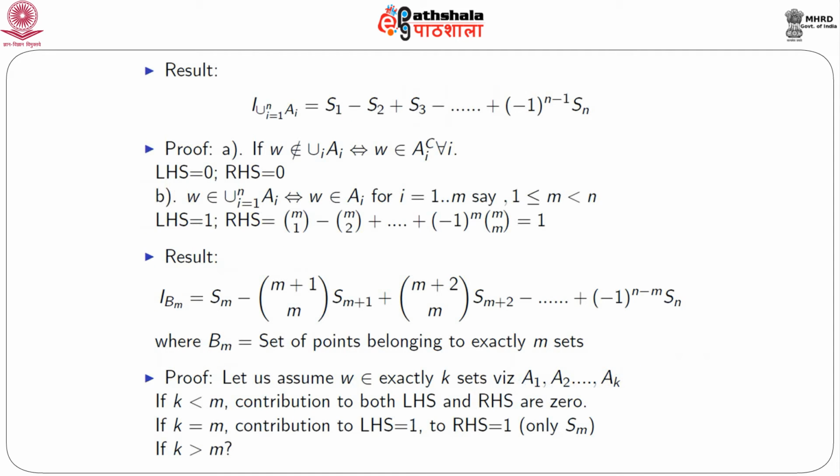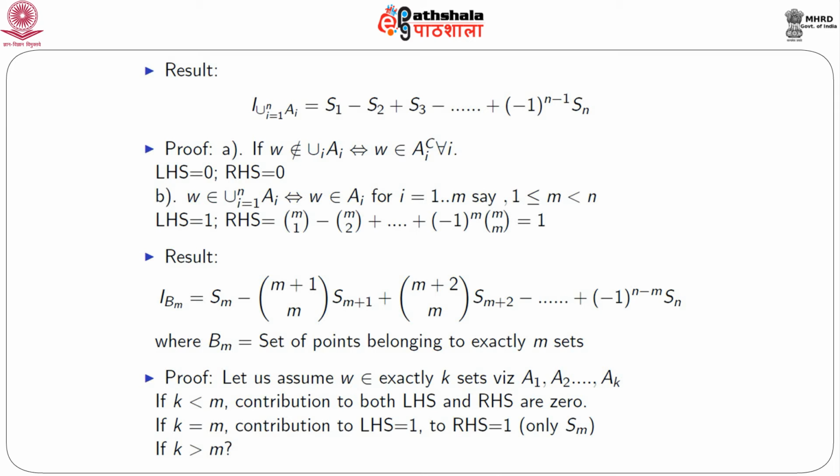Under this setup, we have a result that ω belonging to at least one of these A_i's, at least one of these sets, can be expressed as S1 minus S2 plus S3 minus S4 and so on, plus (minus 1) to the power n minus 1 times Sn. The proof is however a bit simple, I should say. To prove this, we will take the contribution of an ω to the left hand side as well as to the right hand side.